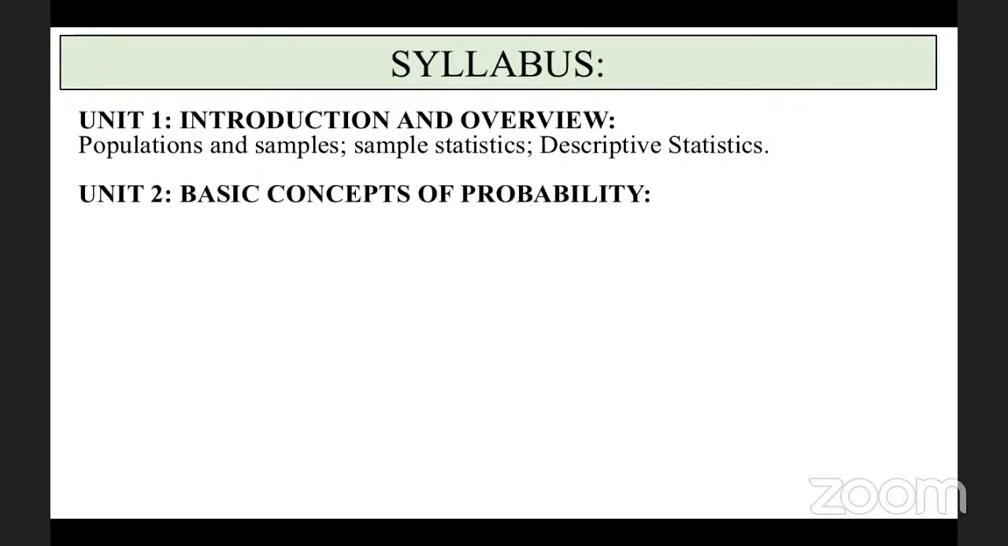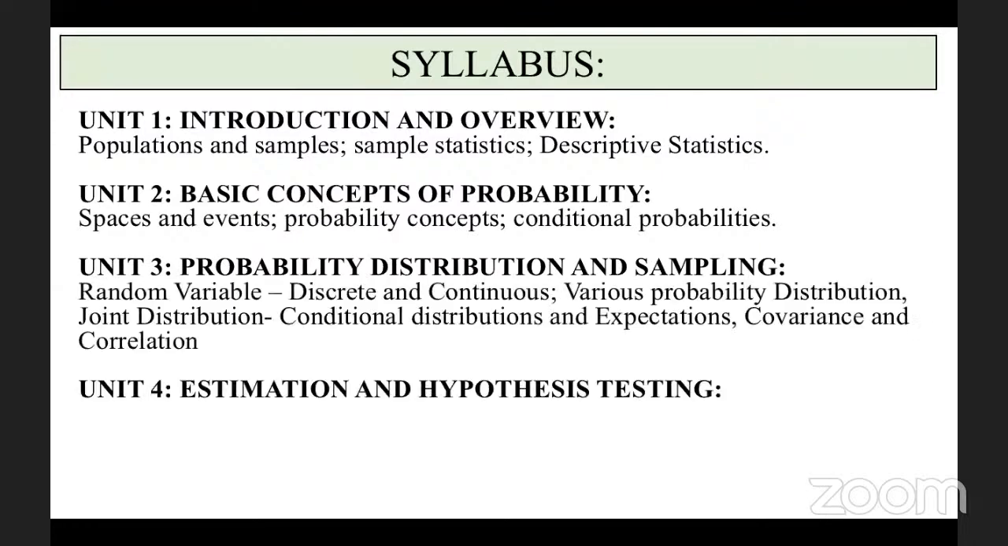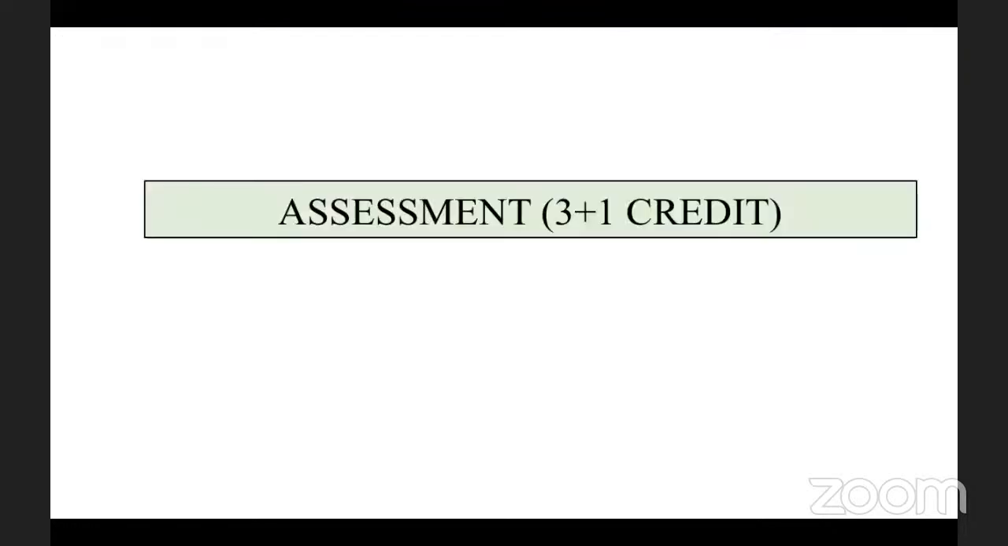Then we'll move to some basic concepts of probabilities, then leading to some probability distributions, and then the estimation with some level of hypothesis testing. So here again, the assessment will be 3 + 1 credit. So this paper can turn out to be a very scoring paper if you do it well. And this again is a 3 + 1 credit, that is 3 lectures plus 1 tutorial. So it is a total of 4 credit. Again, that will be based on the internal evaluation, the continuous evaluations, and your theory paper of 90 mark.